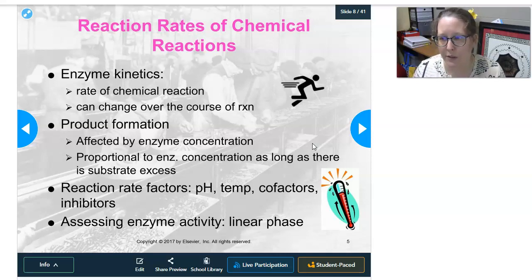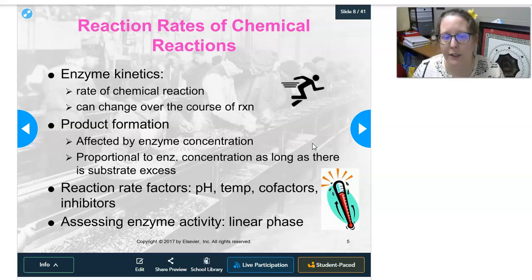Just like if you were in a factory, depending if you had one assembly line or two or three or four, the more assembly lines you have, the more product you make and the faster it's made. The product formation is proportional to the enzyme concentration as long as there's substrate excess. So as long as you have basically supplies going in through your assembly line, then you can keep making product. With plenty of substrate availability, the more enzymes are present, the faster the reaction happens.